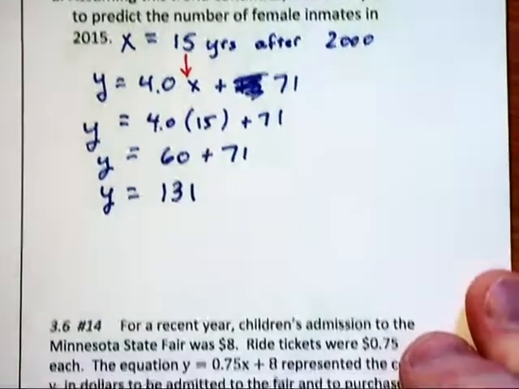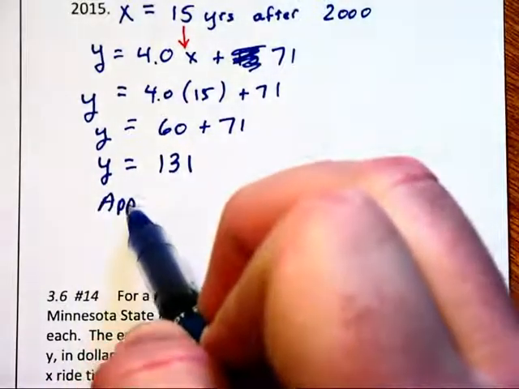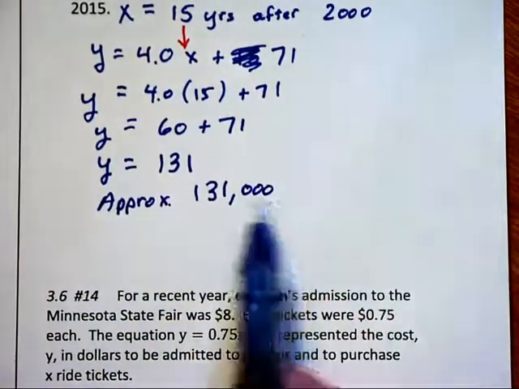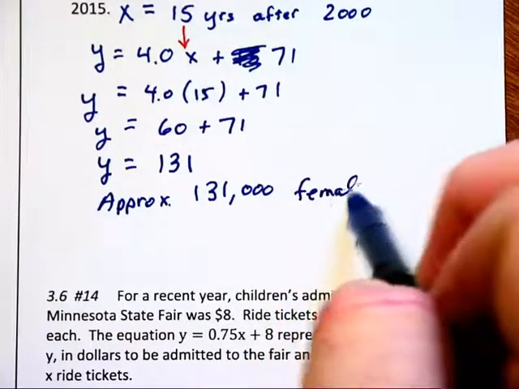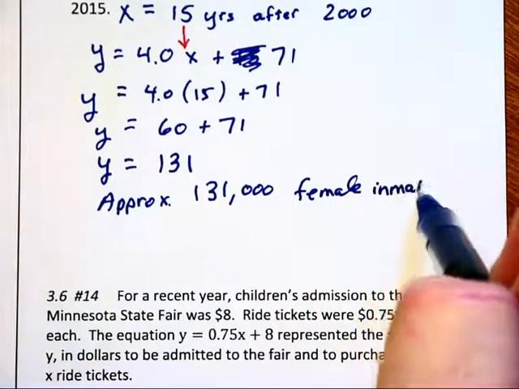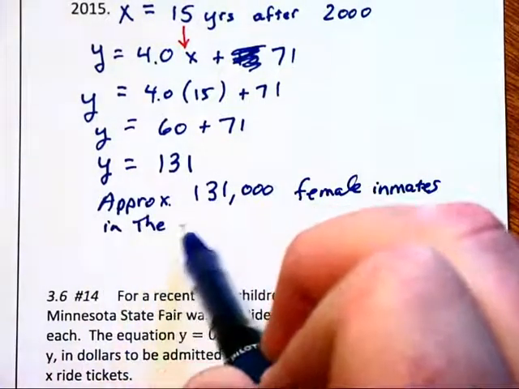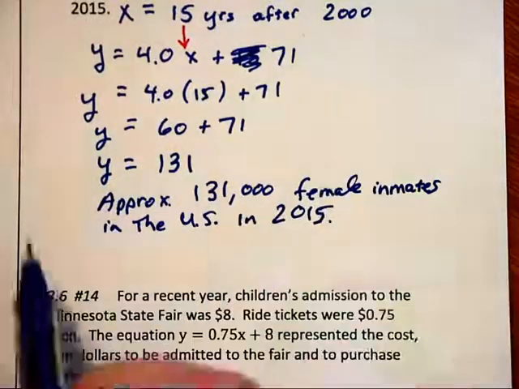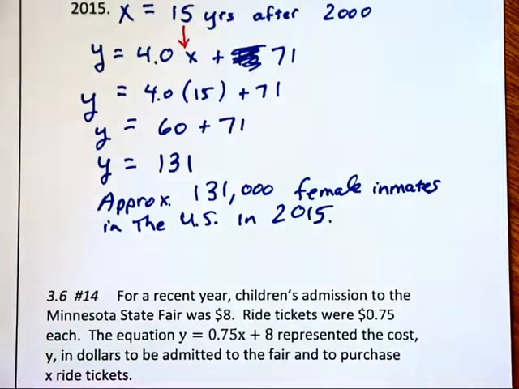Now, because this is a word problem, I probably should describe this, and I'm going to say approximately 131,000. Remember I've got to write the proper unit here: approximately 131,000 female inmates in the U.S. in the year 2015. I probably should make that a sentence and say there will be approximately this many. But notice how we really want to pay attention to the units as we're working through this problem.